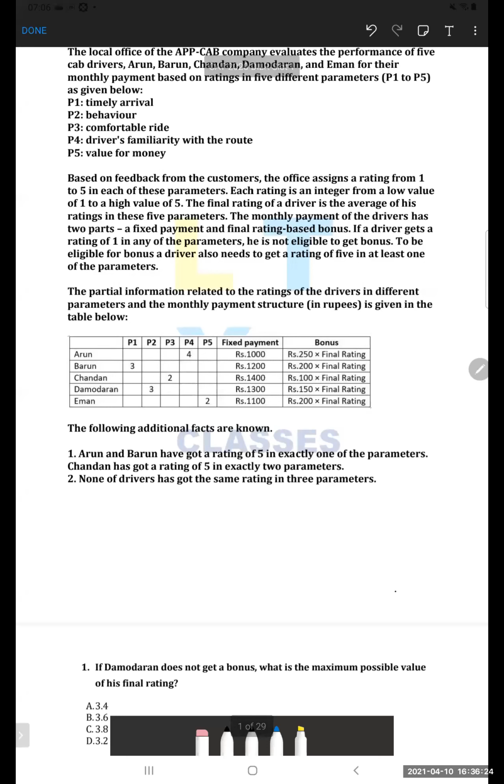While reading the question, I will also be underlining certain information which I think is important. Finally, we may or may not be able to use that information, that we will see.